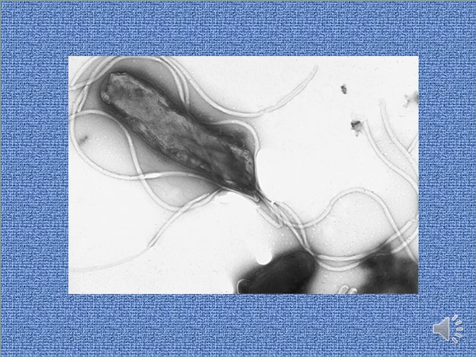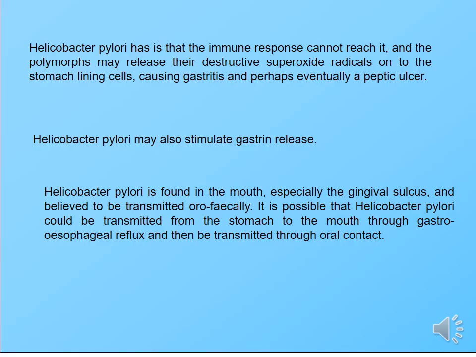This figure shows the basic shape of Helicobacter pylori and its formation. The immune response cannot reach Helicobacter pylori, and the polymorphs may release their destructive superoxide radicals onto the stomach lining cells, causing gastritis and perhaps eventually a peptic ulcer.